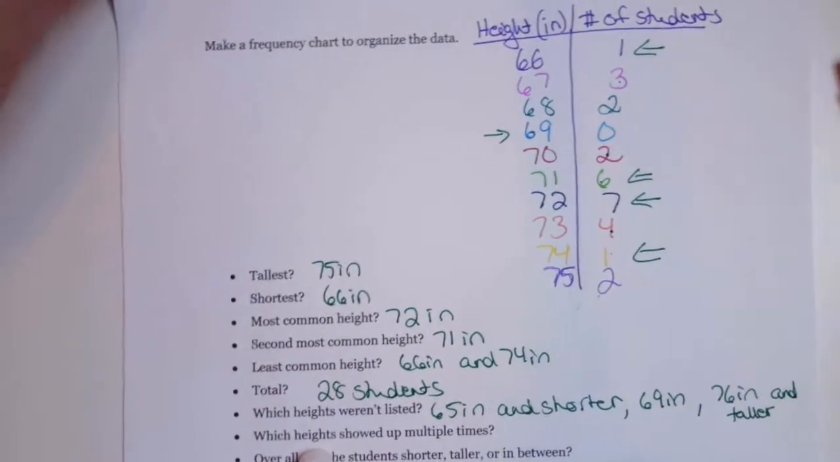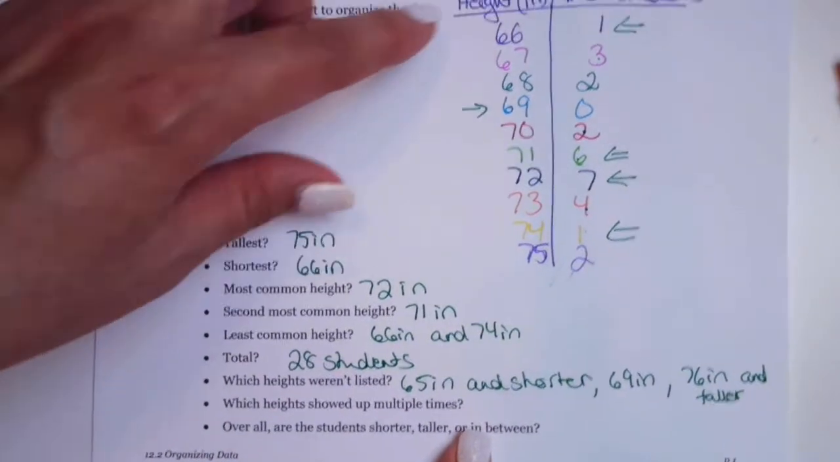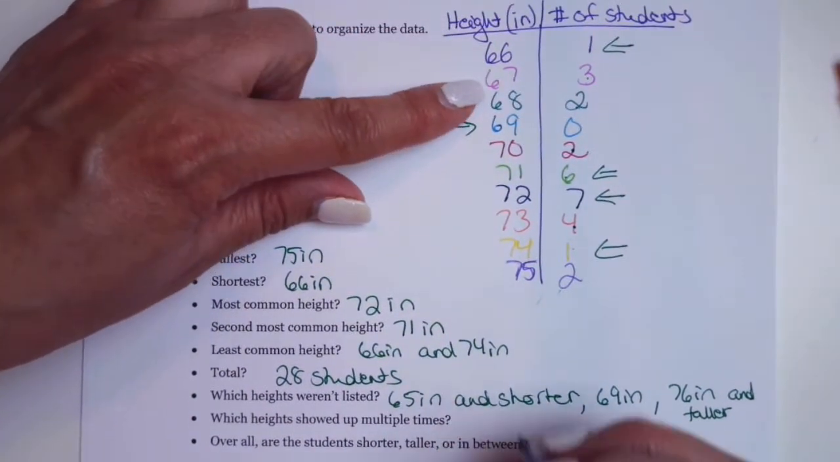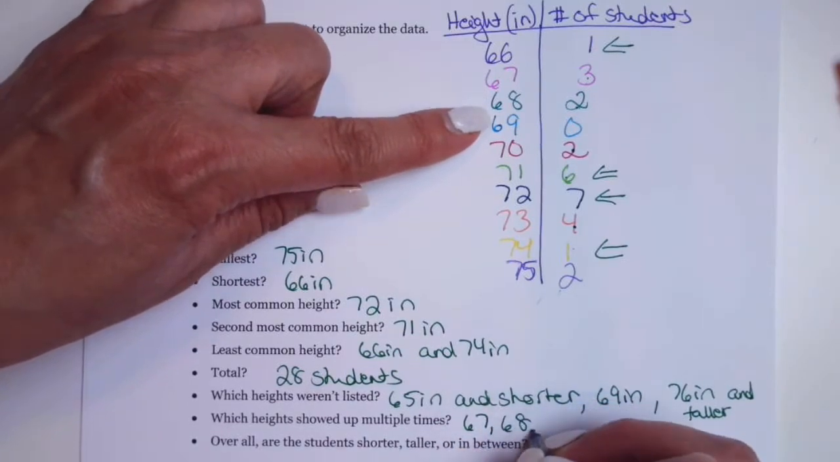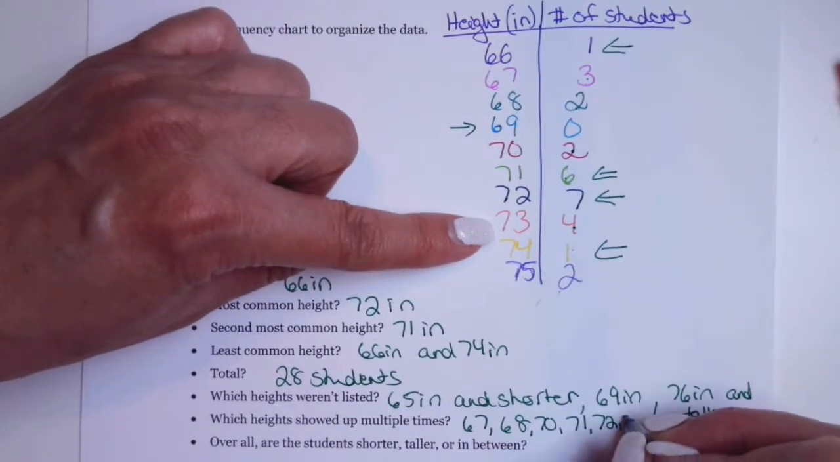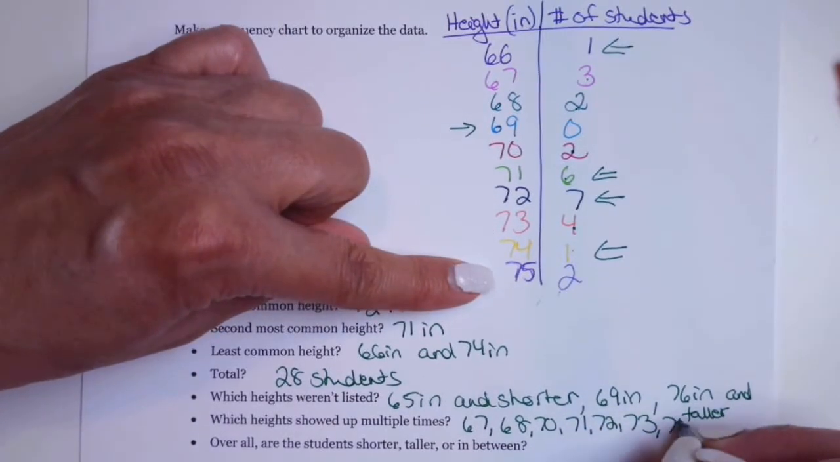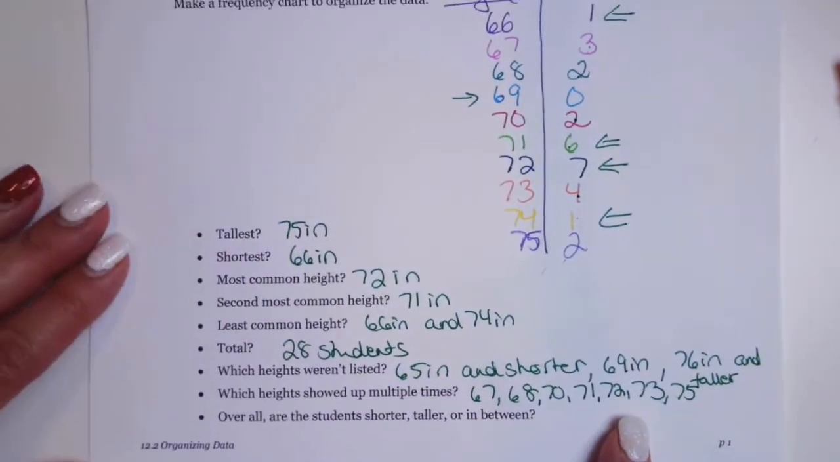So which heights showed up multiple times? Well, that we're going to look at. We have 67, we have 68, 70, 71, 72, 73, and 75. All of those heights were listed more than once.